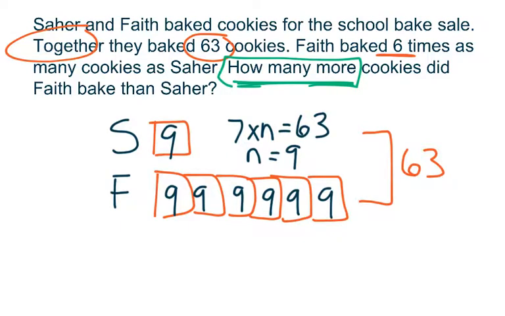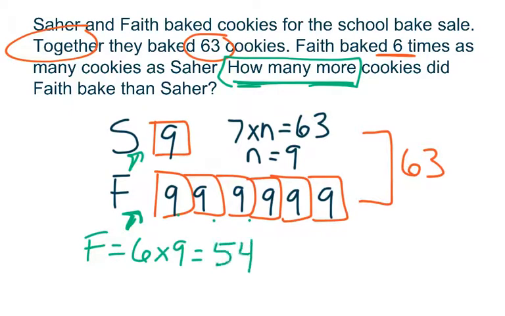The first thing I'm going to need to do is figure out how many cookies each girl baked, and then I'm going to subtract their totals. So to figure out how many cookies Faith baked, I would count the number of 9s she had, which is 6. So Faith is equal to 6 times 9, which is 54. Sahar just has 1 nine, so Sahar's total is equal to 9. And I would subtract these two pieces to find how many more. 54 minus 9 is equal to 45. So Faith baked 45 more cookies.